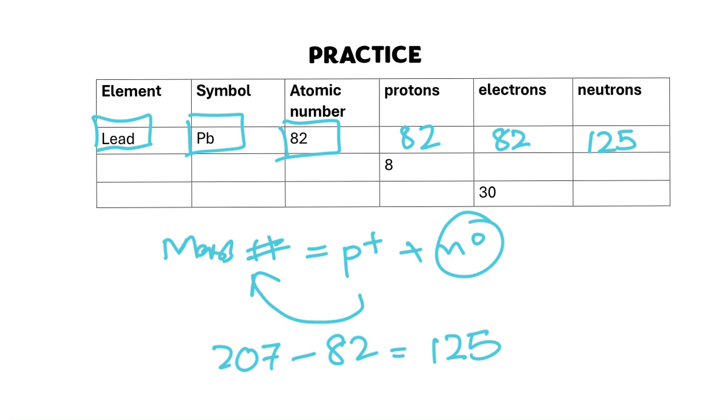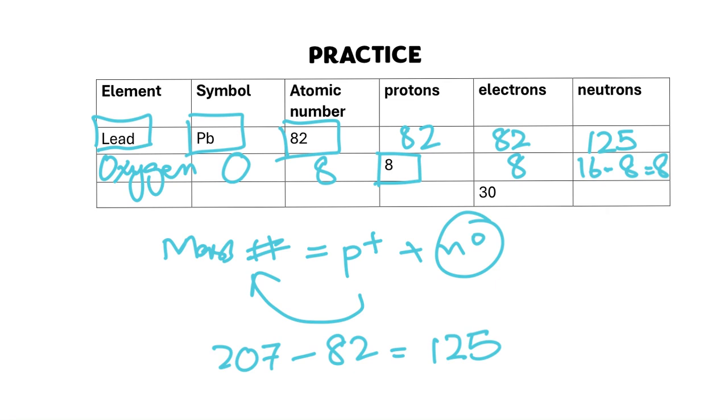Now, if we have to find the element, we look at the number of protons, which we know is always equal to the atomic number written in the periodic table. So the atomic number is 8. Looking at the periodic table, that will be oxygen. We write the symbol correctly, which is the uppercase O. Since it's a neutral atom, the number of electrons will be equal to the number of protons. Now, how many neutrons will it have? It will be 16 minus 8, which is 8.